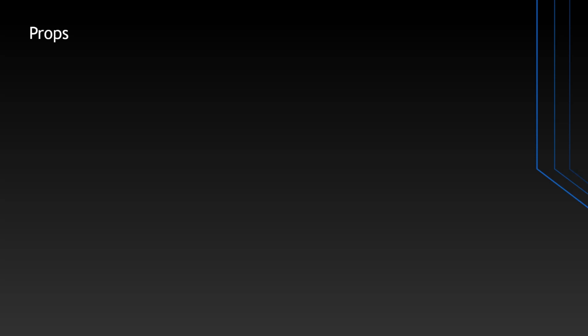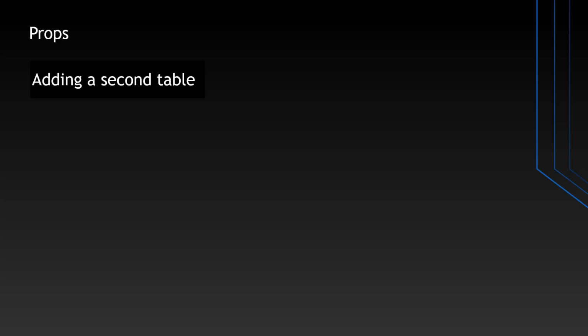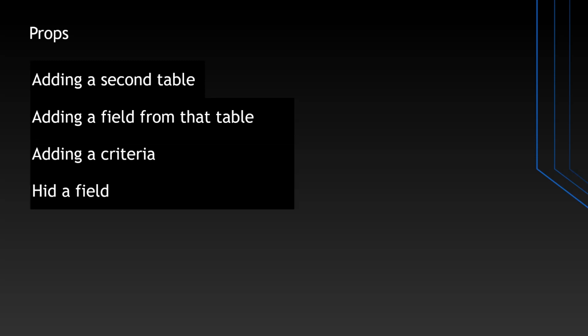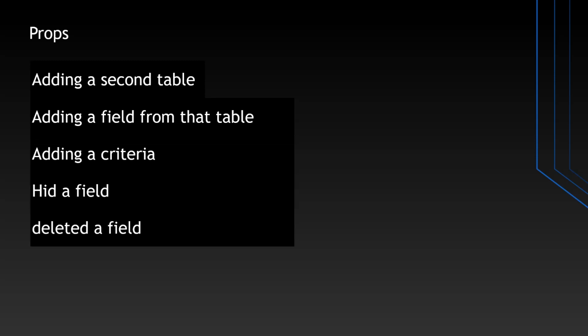So let's do a quick recap. In the props query we learned what happens when we use a lookup wizard as the data type. We added a second table to a query, we added the field from that table, we included a criteria, we hid a field and we deleted a field.